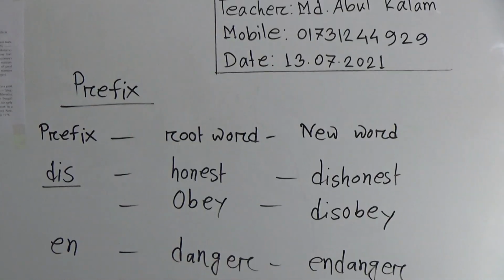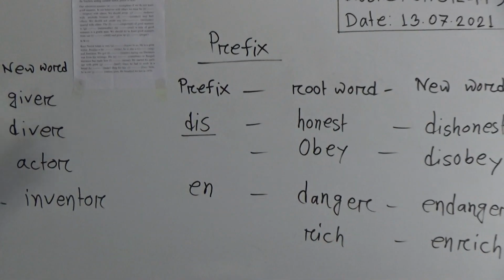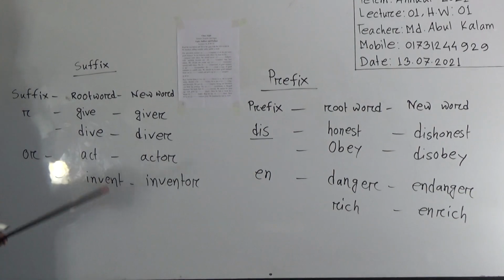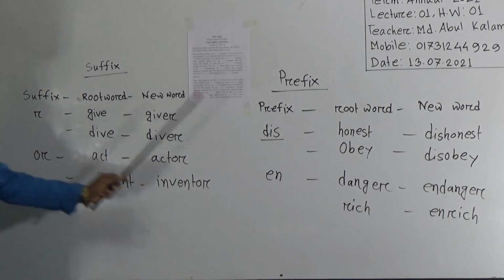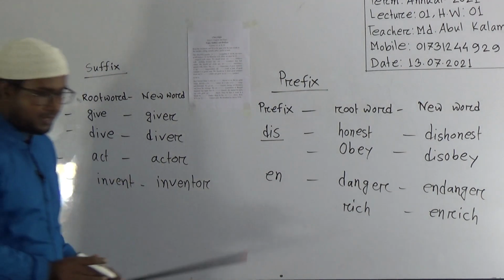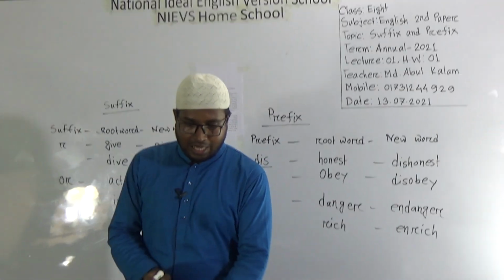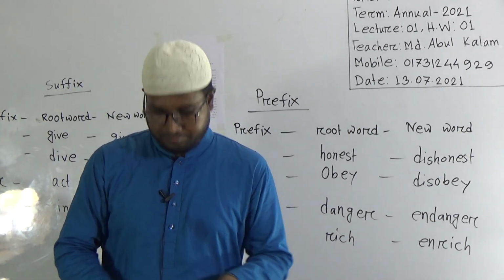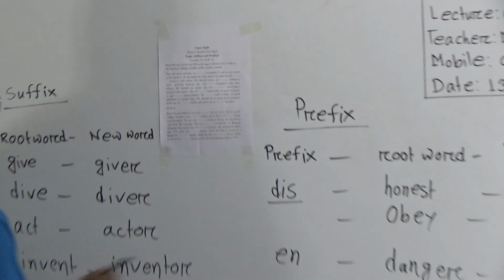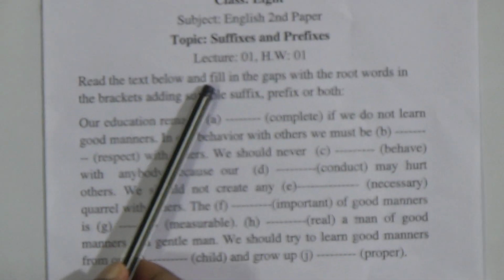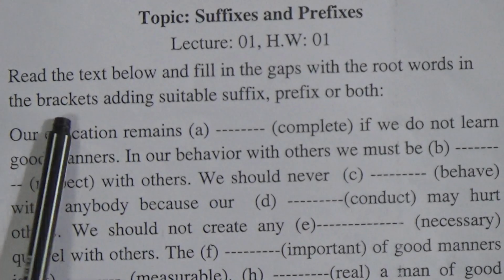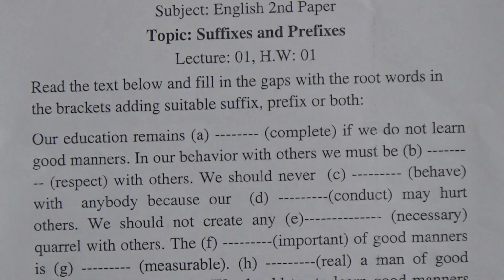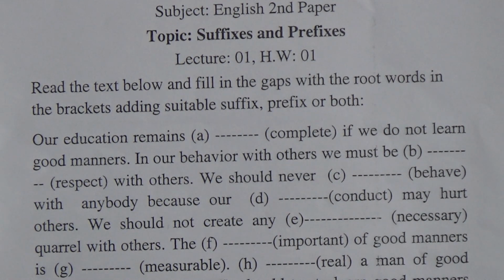So dear students, now I can tell you that you have got the definition of suffix and prefixes, then how to make newer words adding suffixes and prefixes, now clear. Now our last part is, there is a passage, and after adding prefixes and suffixes we will complete it. Let's start. So look, read the text below and fill in the gaps with the root words in the bracket, adding suitable suffix and prefixes. We have got the definition and some examples to understand it properly.